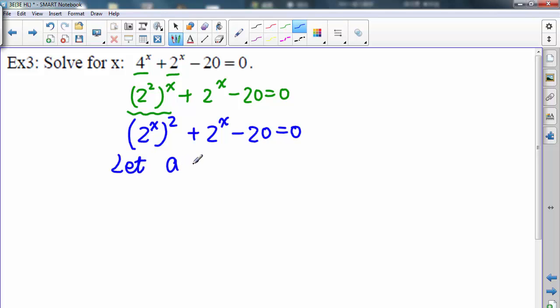If it's very tough for you to see, I can use a substitution method. Let a be 2 to the power of x. I replace 2 to the power of x with a. So I can change this complicated looking equation to a much easier looking equation, which is a squared plus a minus 20 equals 0. If you look at this equation, you will know this is a quadratic equation.